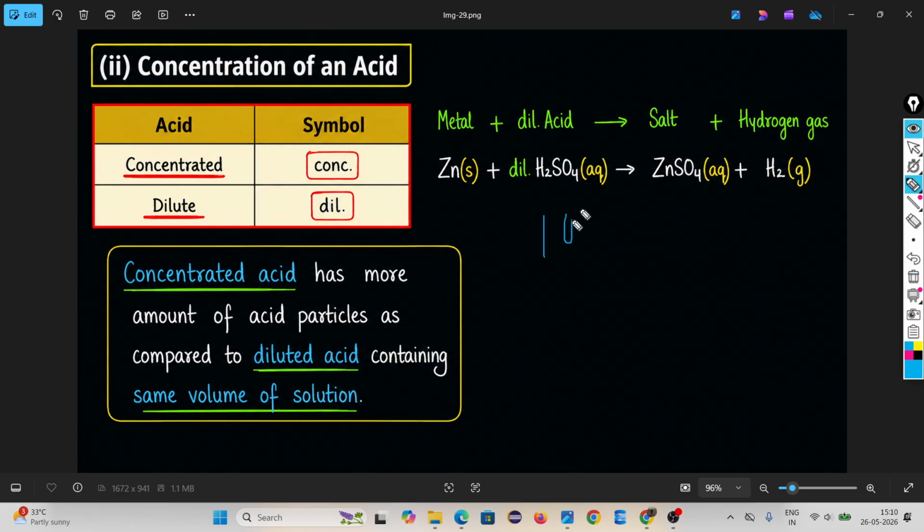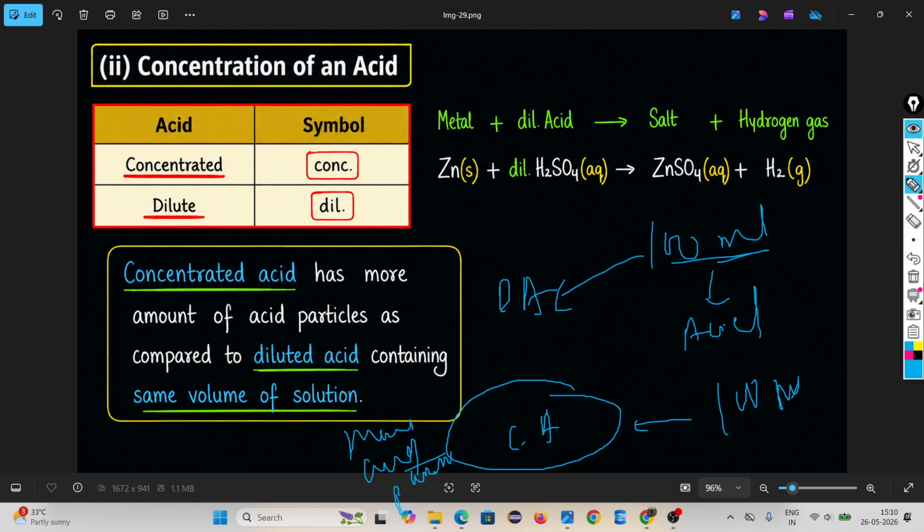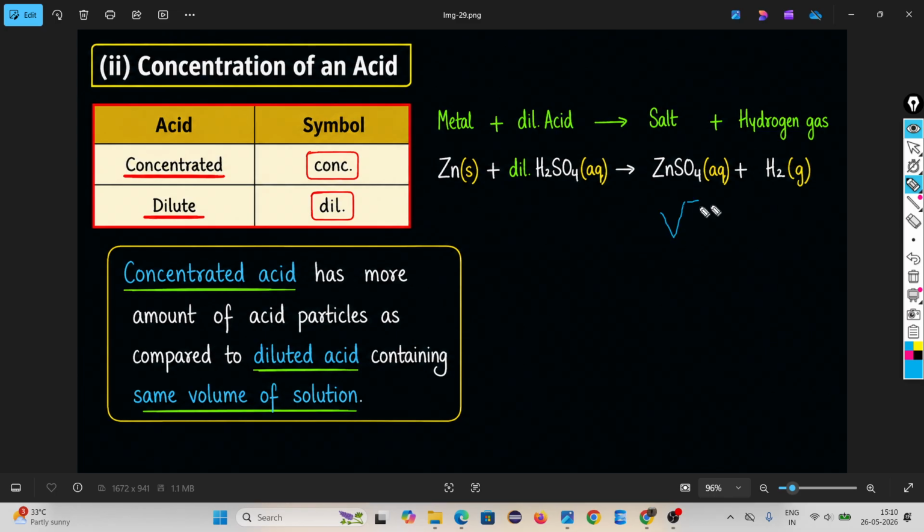Suppose I have 100 milliliter acid. If I have 100 milliliter diluted acid and 100 milliliter concentrated acid, then in these two, the volume is the same, but the acid part is more in concentrated acid. Concentrated acid has more acid part, more acid particles. Okay. If the volume is the same, concentrated acid has more particles than diluted acid.